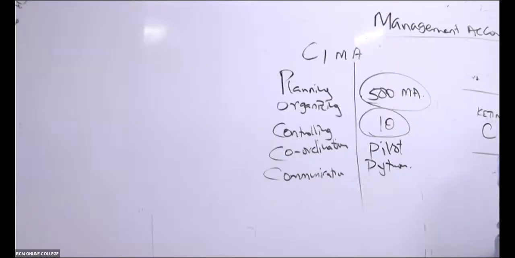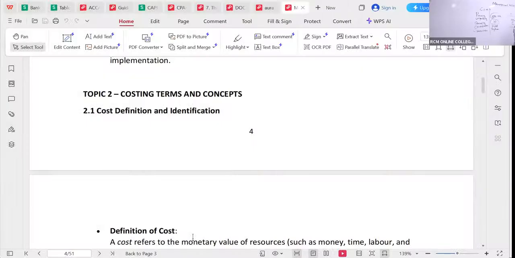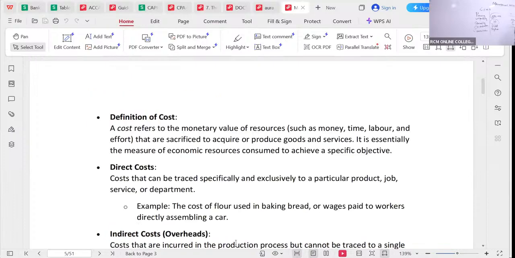This could be in terms of money. We are told a cost refers to the monetary value of resources such as money, time, labor, etc., that are sacrificed to acquire or produce goods and services. It is essentially the measure of economic resources consumed to achieve a specific objective.